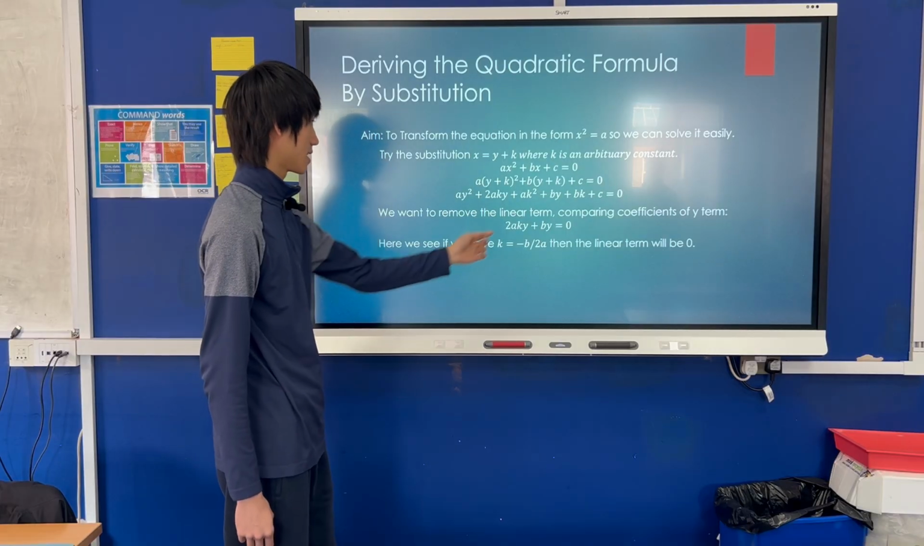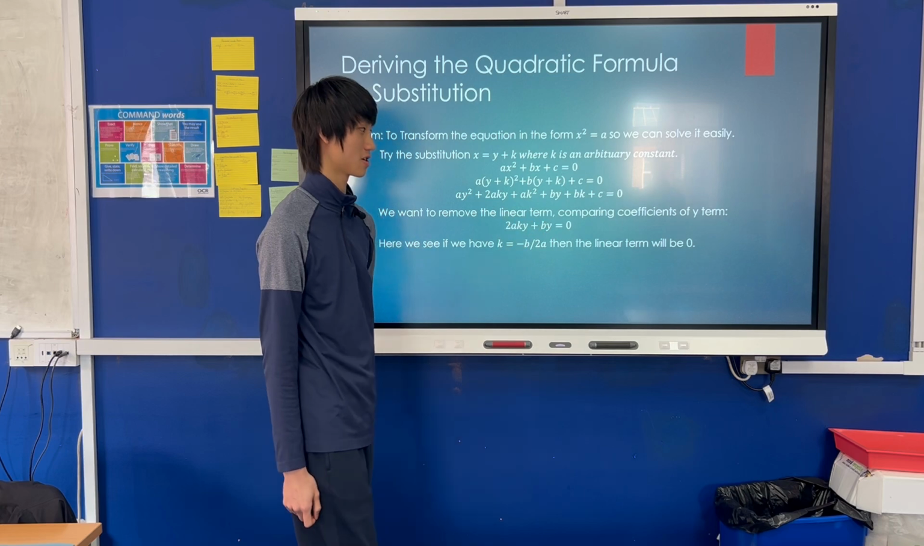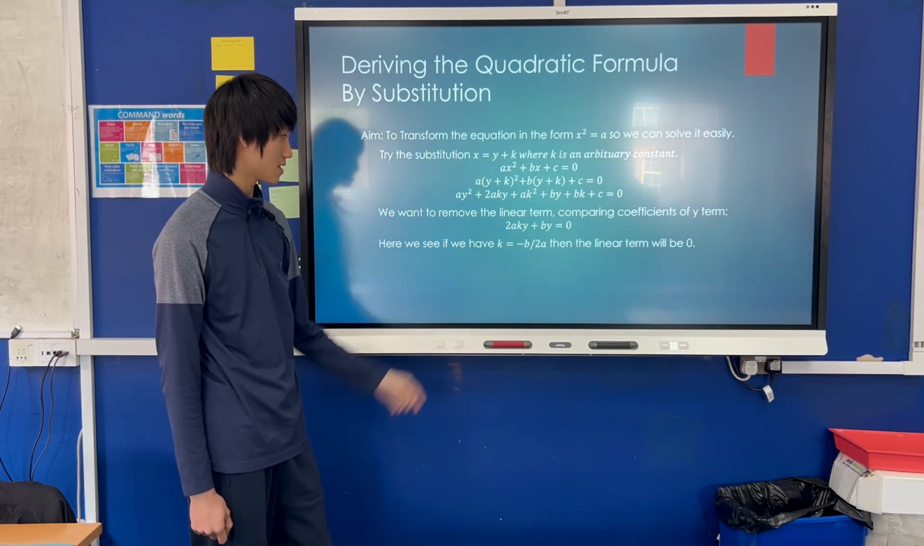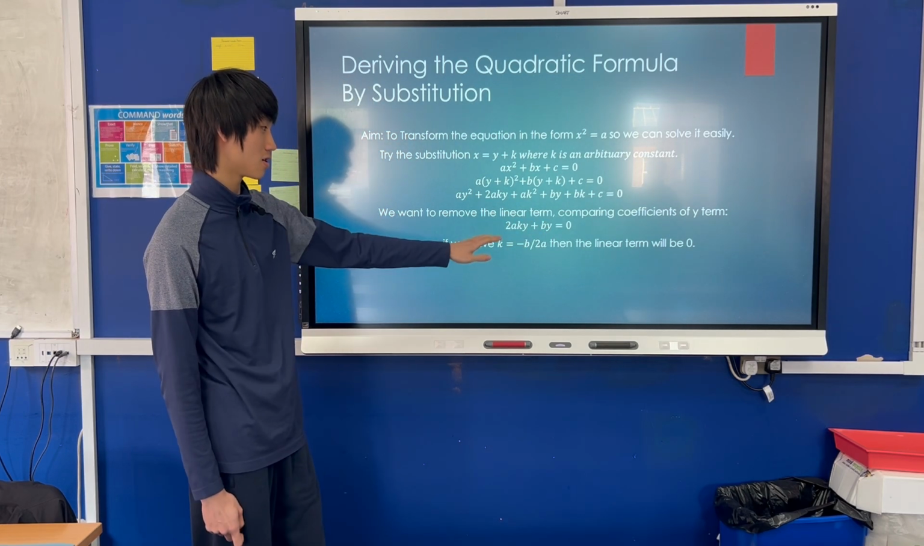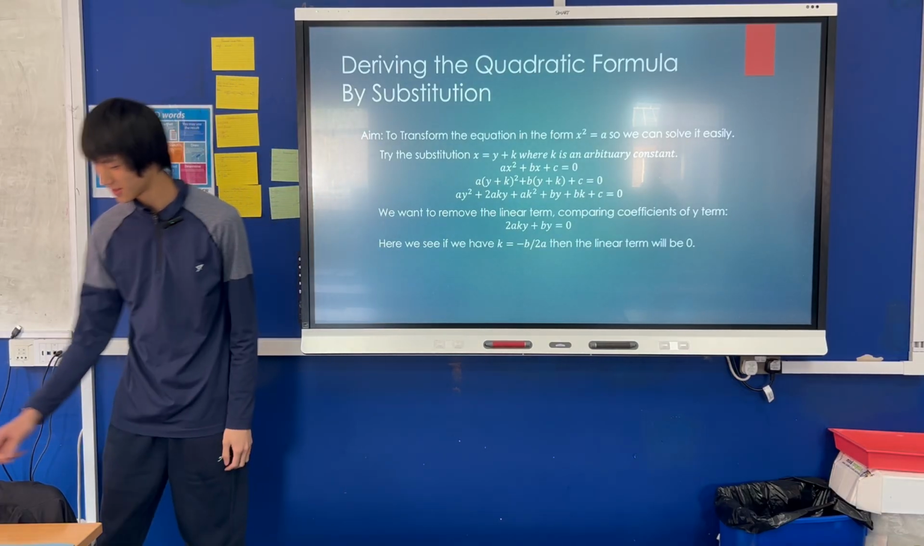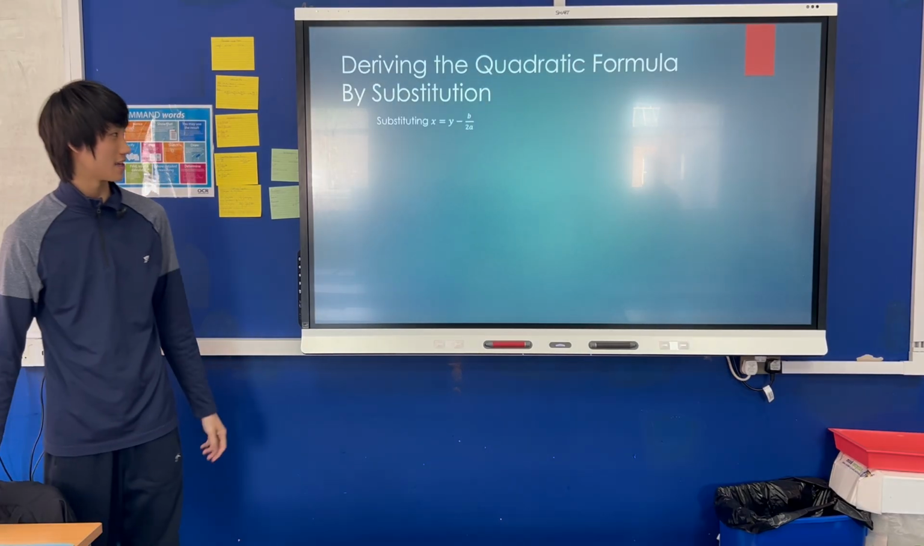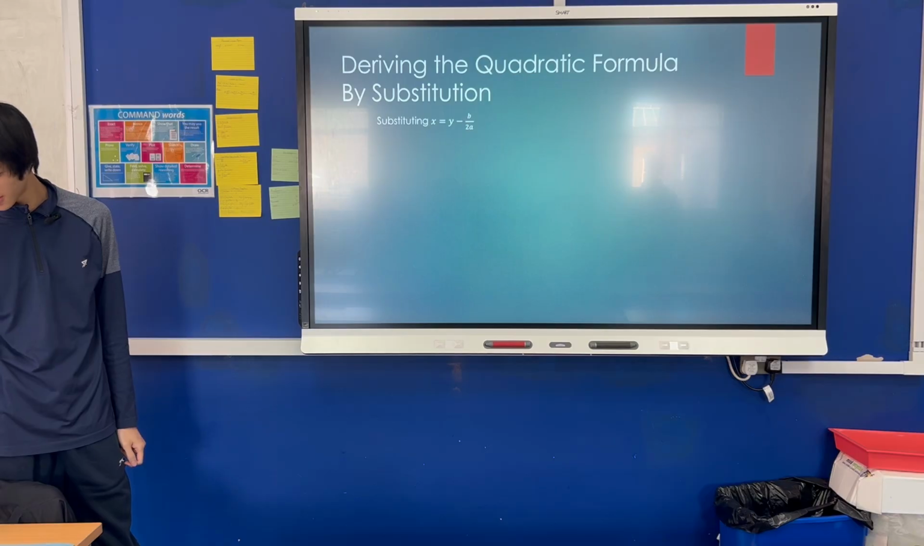Because k is the arbitrary constant, we set the linear coefficient equal to 0 by comparing both sides. And we see that if k is negative b over 2a, then the linear term will be 0. So let's do that now. Let's say that x equals y minus b over 2a, and sub it right in. Let's see what happens.